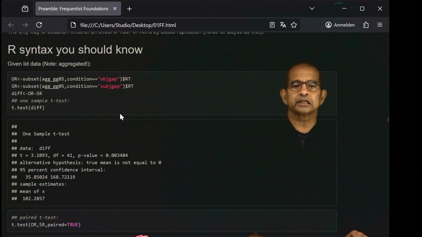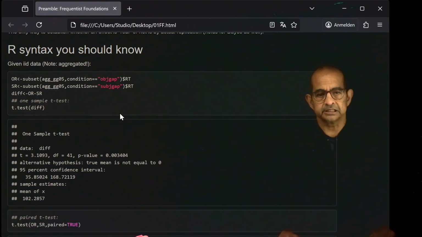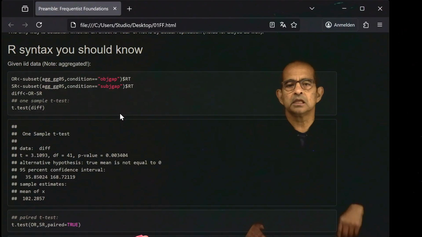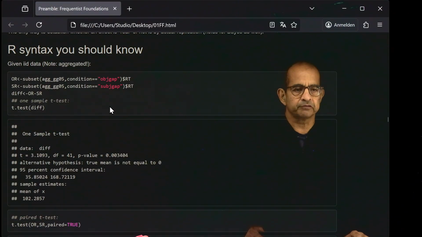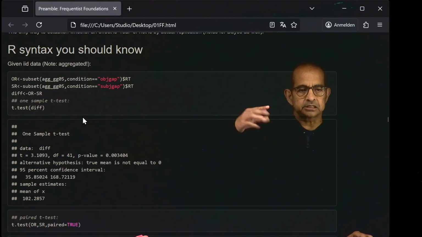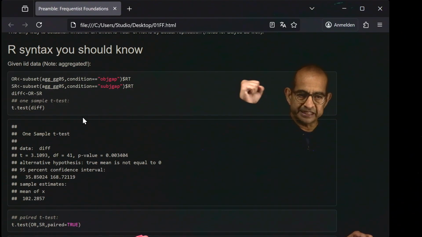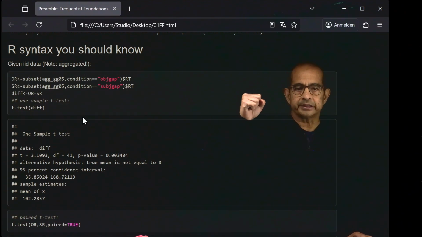Okay, so going back to my example from the Grodner and Gibson experiment 1 data, where we are comparing object and subject relatives, one primitive way to do a t-test which will work is to take the aggregated data. So this is aggregated over the subject, so that all the multiple data points I have from each subject in each condition have been aggregated to the mean, right? So I have only one data point from each subject in each condition.